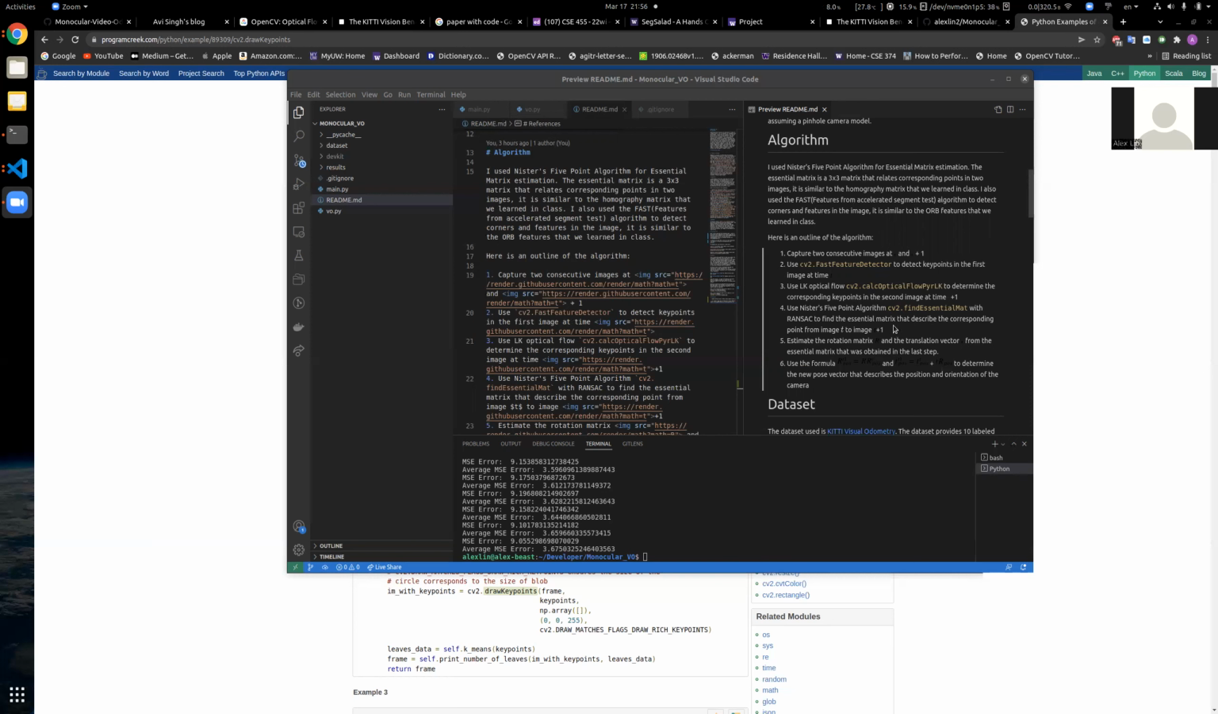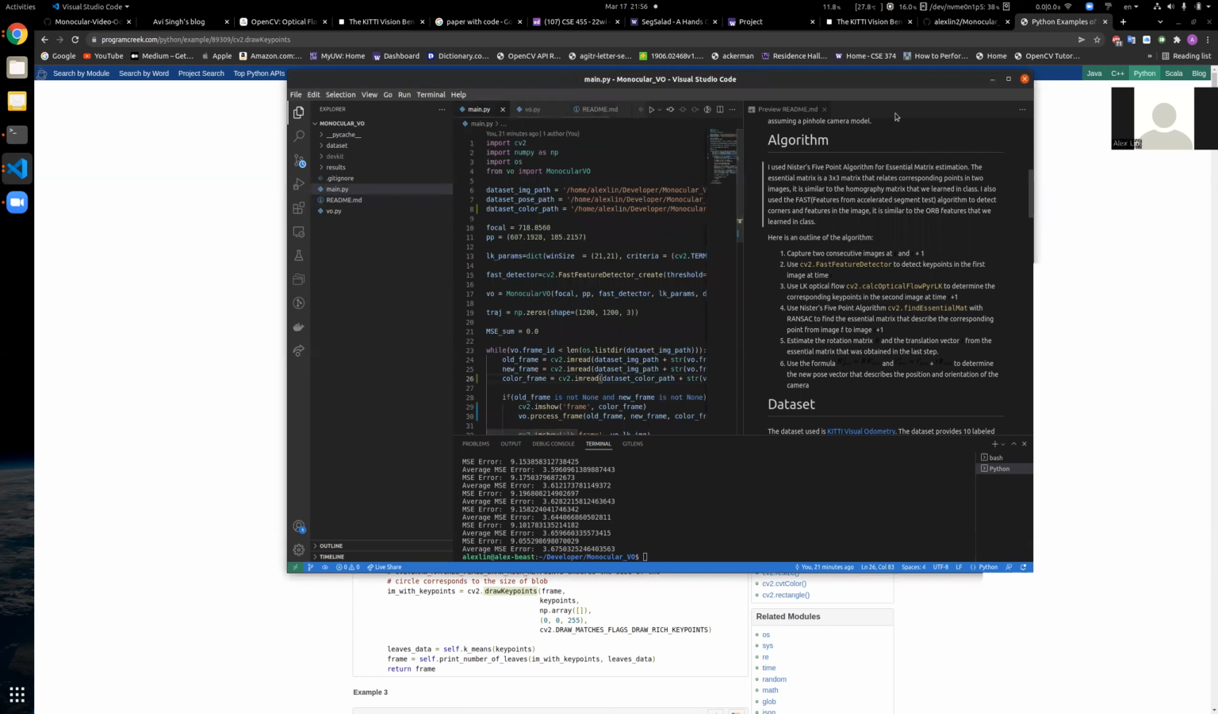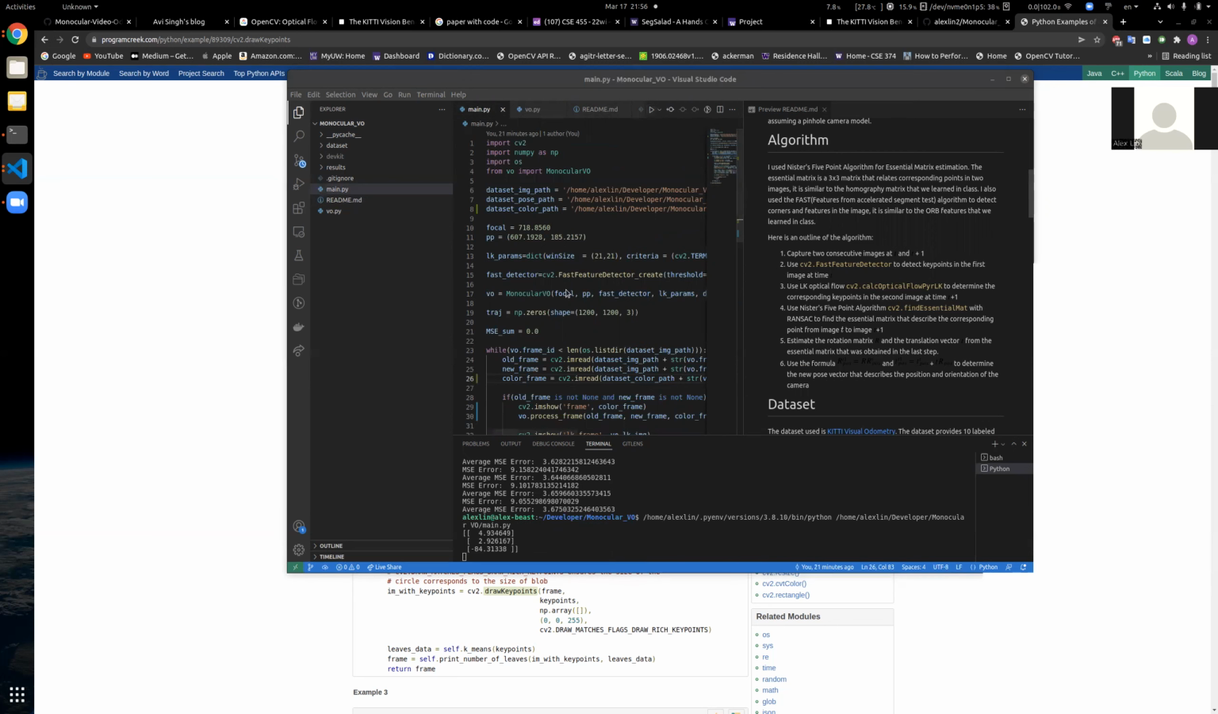And then from that essential matrix, we'll be able to extract the rotation matrix and the translation vector to determine how far the camera has moved and in which direction the camera has moved. From that information, we can form a trajectory of where the camera has moved in a video. So let me just run it.